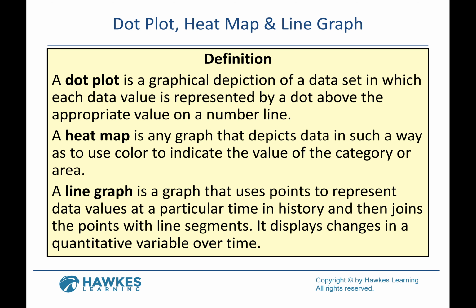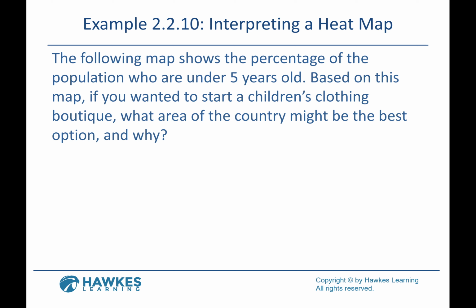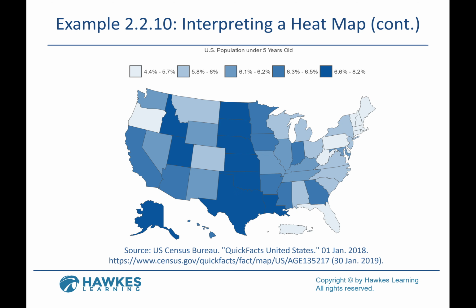But let's look at one of these heat maps. You'll probably recognize what they are when you see this one. This one says we've got a map that shows the percentage of the population under 5 years old, and it's for each state. And it says, based on this map, if you wanted to start a children's clothing boutique, what area of the country might be the best option and why? So we're asking, what area of the country has the biggest population under 5 years old. So here's our heat map. The darkest color represents a population having between 6.6 and 8.2% of the people under age 5. And then the lightest is 4.4 to 5.7%, and then we've got values in between.